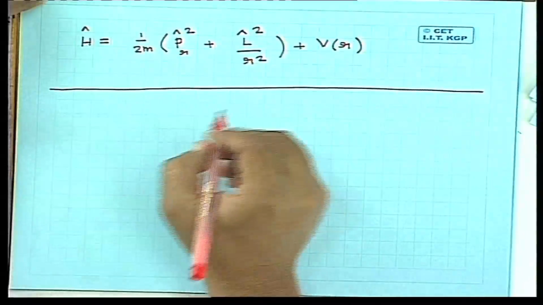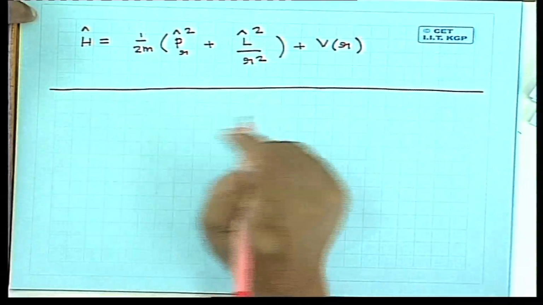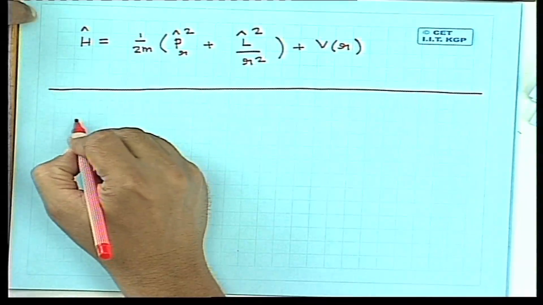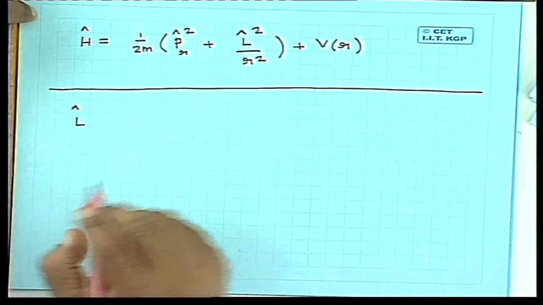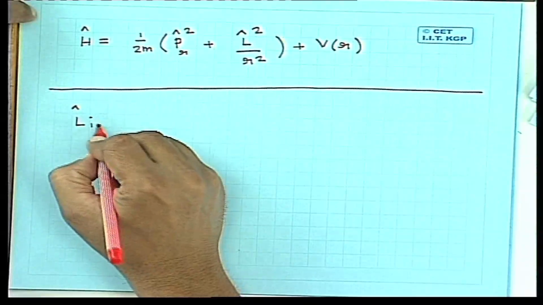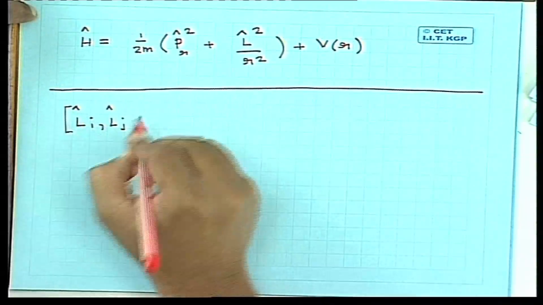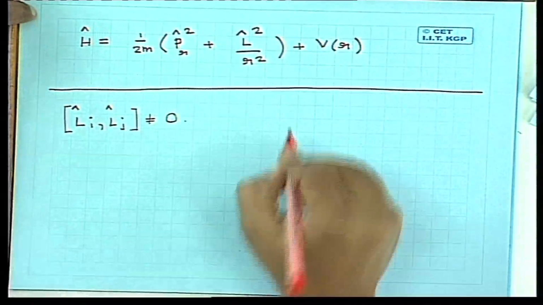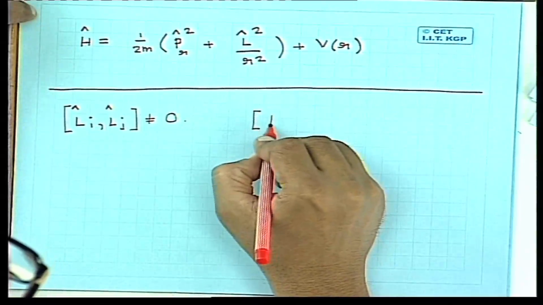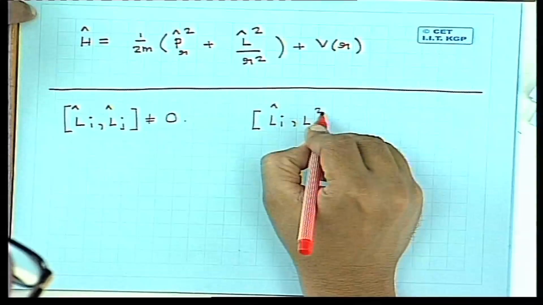The second point I would like you to note is as follows. We have worked out the commutation relations between the various components of L. We find that the different components of L do not commute amongst themselves, so this is not equal to 0. But all the components of L commute with L squared.